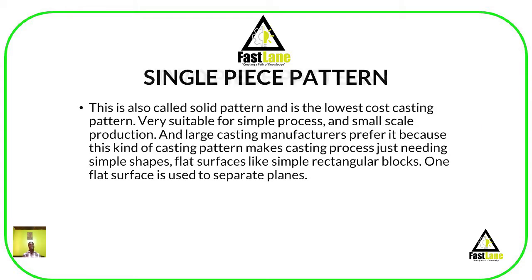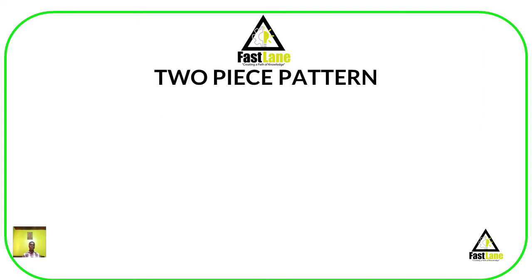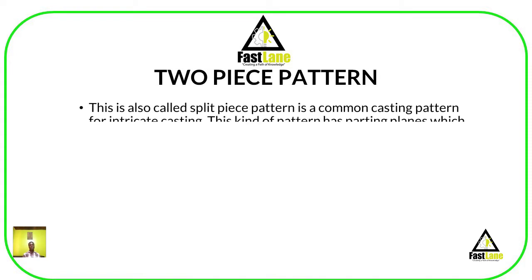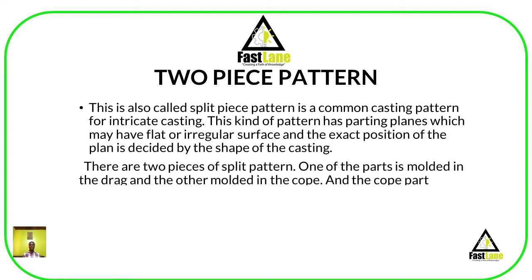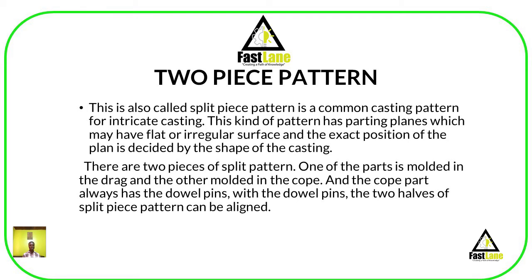Then we have what we call a two-piece pattern. A two-piece pattern can also be referred to as a split pattern, and this type of pattern can be used for making what we call intricate casting. So this two-piece pattern makes use of what we call the parting planes, which may have flat or irregular surfaces.